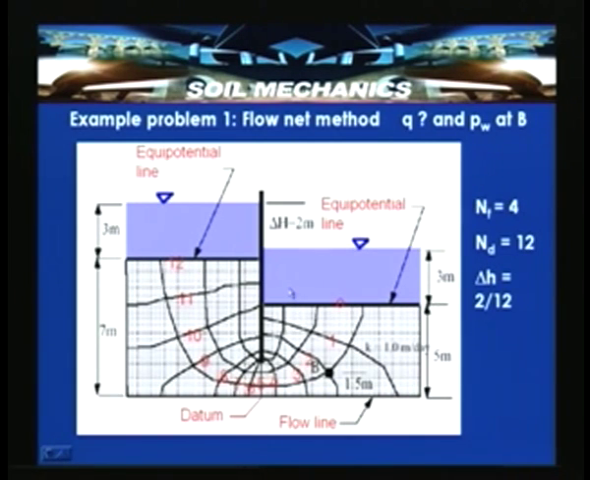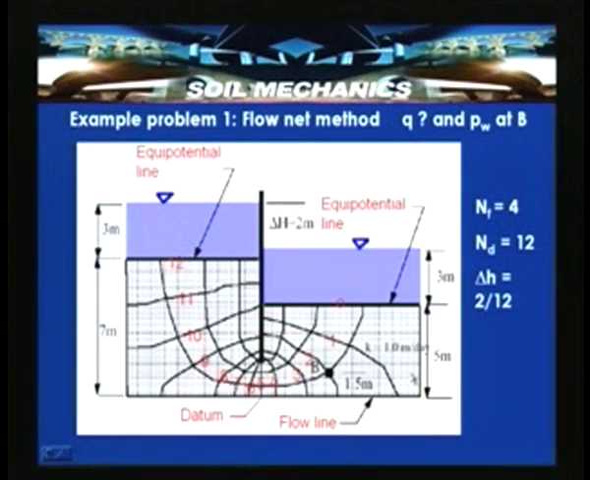In constructing flow nets, first the approximate flow net has to be constructed, then it has to be seen that the flow net will not intersect the impervious boundaries. That is one thing: you cannot draw a flow net which cuts the impervious boundary. Here the first flow line is drawn, then the second flow line, the third flow line. It is seen that the number of flow channels is restricted to 5, 6, 7, something like that.